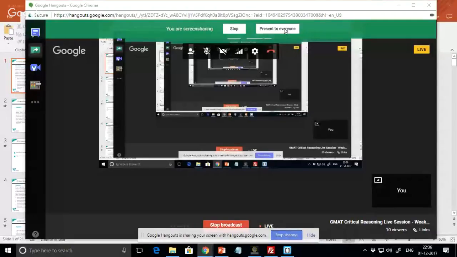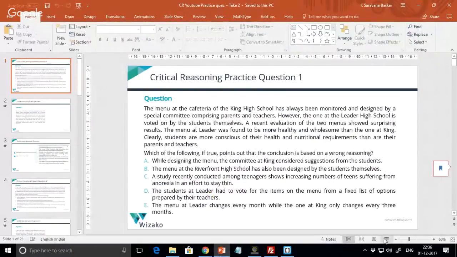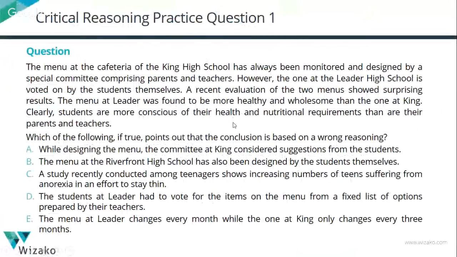Now let's go back. Let's look at a few more examples of weaken questions, and then we will discuss each of those arguments. Let me just share the file with you. This is the first of the questions that we're going to be working on. Take a minute to read the question, and then we will discuss it.